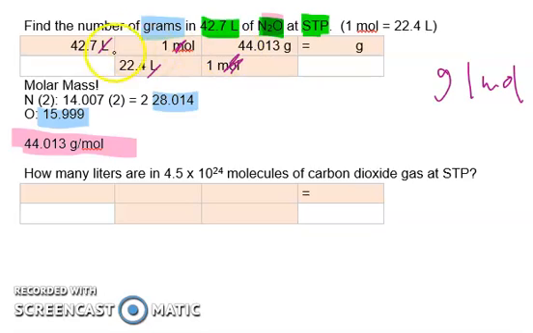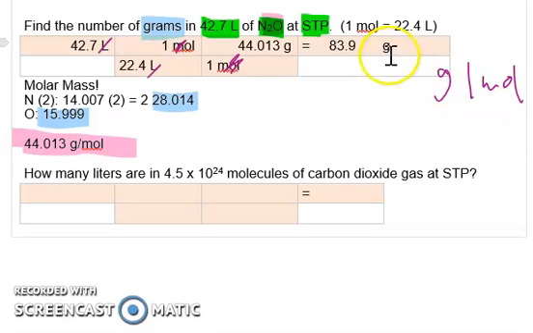So if the numbers are next to each other, like 42.7 and 44.013, I can multiply them. So 42.7 times 44.013. And then that number, when I multiply it, I have to divide by whatever is on the bottom. So what's on the bottom is 22.4. And by the way, that answer is 83.9 grams.